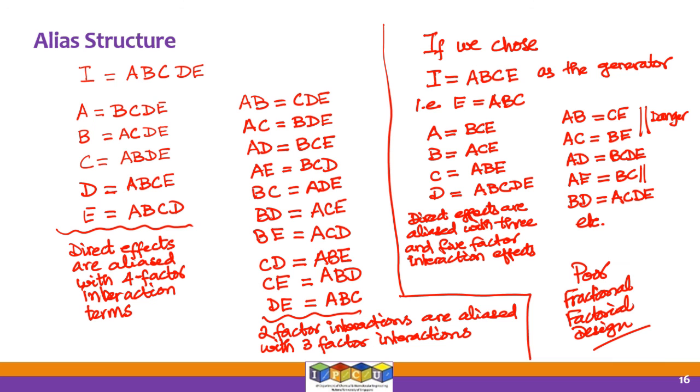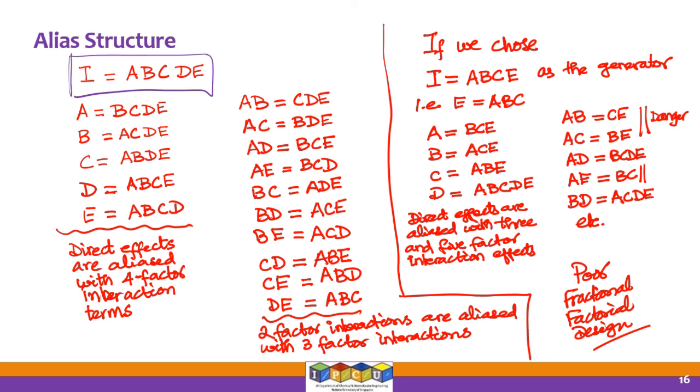All right, so in this table, I have shown the alias structure for this problem, right? Starting with the defining relationship, I've shown all the aliases there, and what you see is that the direct effects, the linear effects, are associated with 4-factor interaction terms. So that is not dangerous because we expect the 4-factor interaction terms to have less effect on the output variables compared to the direct effects. So we are getting good information, right?